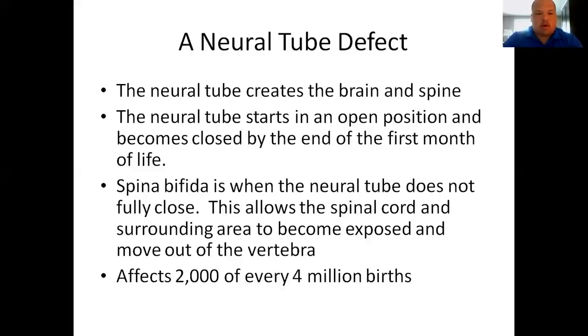And what happens is that when the neural tube is created, it is created in an open position and usually is closed by the first month of life. Spina bifida happens when the neural tube does not close fully, and it allows the spinal cord and surrounding areas to become exposed and move out of the vertebrae. Spina bifida affects about 2,000 of every 4 million births.